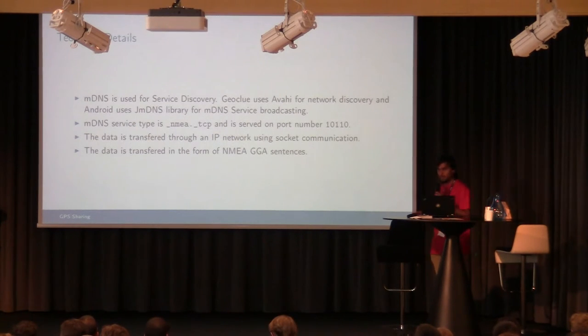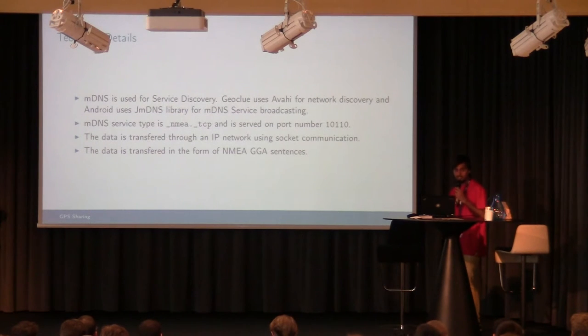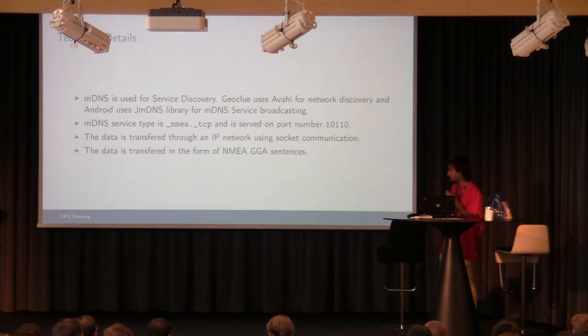Here are some technical details for device discovery. GeoClue uses mDNS, so we have two sides now. An NMEA service, which can be installed on an Android device, or you can create an NMEA service of your own. And the GeoClue end uses Avahi to search for all NMEA services on the network. Android uses JmDNS, an open source library for Java, for mDNS purposes. The service type is _nmea-0183._tcp, and it's served on port number 10110. This is a standard on the IANA website. All communication is done through an IP network using socket communication. And of course, data is transferred using NMEA 0183 sentences.